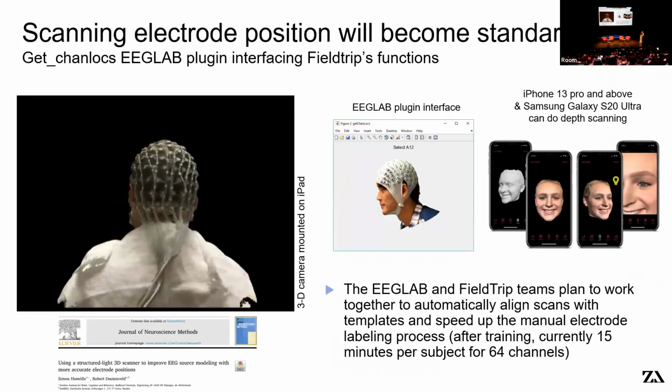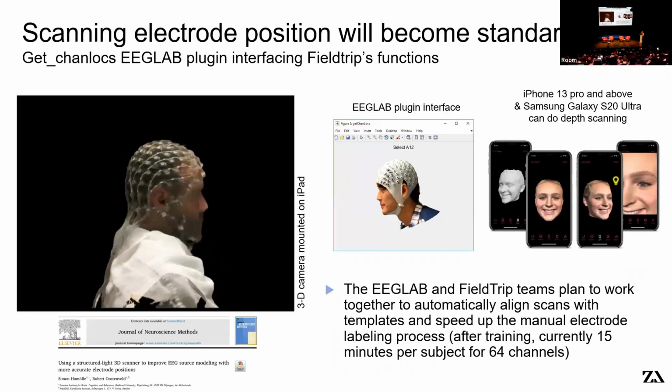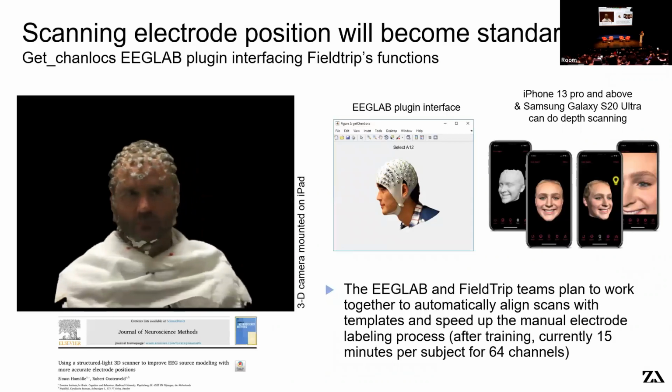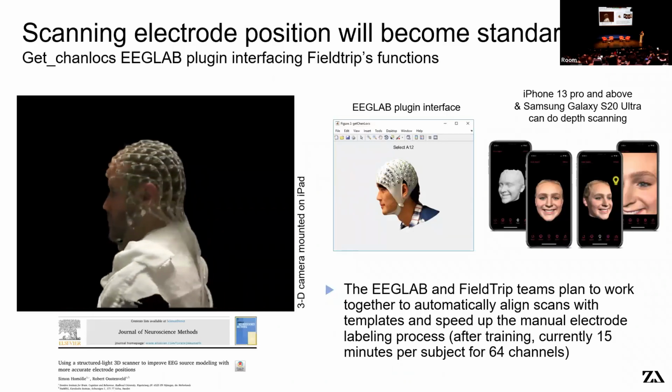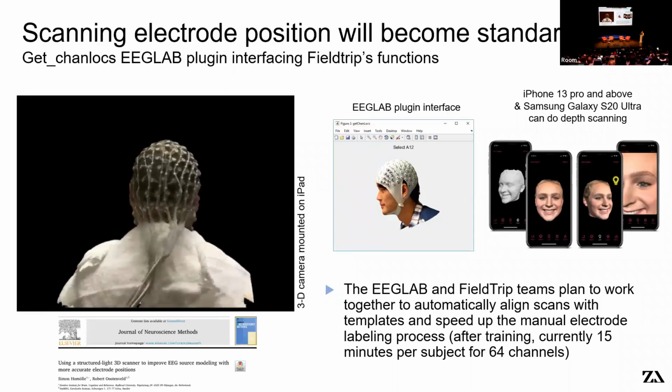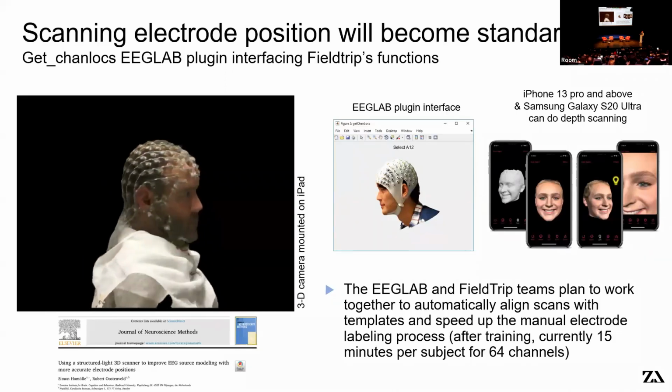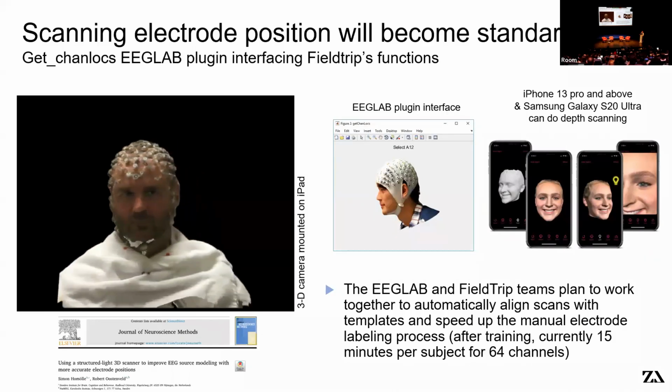In the past, it was more difficult because it was expensive to buy those devices to measure the electrode positions. But now you can basically do it on a smartphone or a tablet, and you just scan the head of the person. Currently, it's like that.